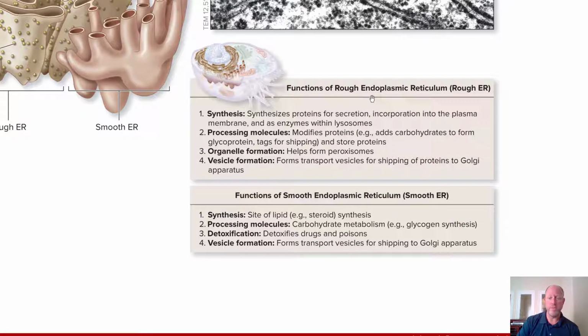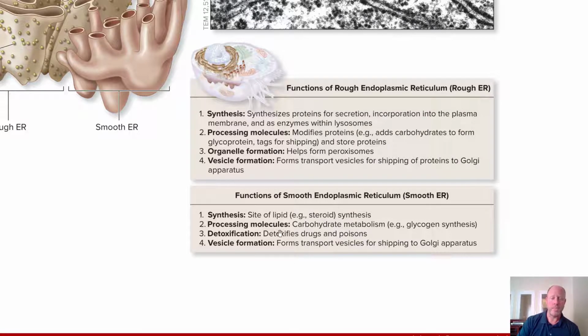As far as the functions of the rough endoplasmic reticulum, it synthesizes proteins for secretion, incorporation in the plasma membrane, and as enzymes within the lysosomes. It processes the molecules, modifying the proteins, adding carbs to form glycoproteins, and tagging proteins for shipping and storage. Its organelle formation helps form the peroxisomes, and vesicle formation helps form transport vesicles for shipping of the proteins to the Golgi apparatus.